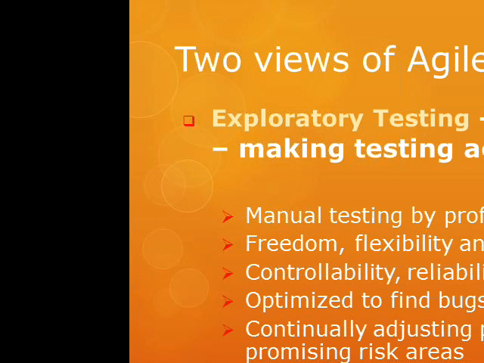Controllability, reliability, and high quality for managers. Optimize to find bugs. Continuously adjust plans, refocusing on the most promising risk areas. Follow hunches. Minimize time spent on documentation. These are the main things included in exploratory testing when you are working in Agile. If you follow these things, you will make your test activities more agile.